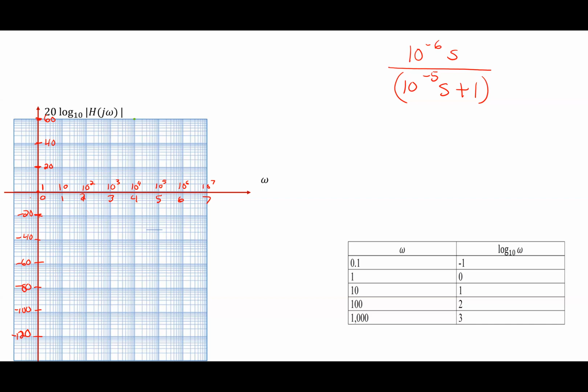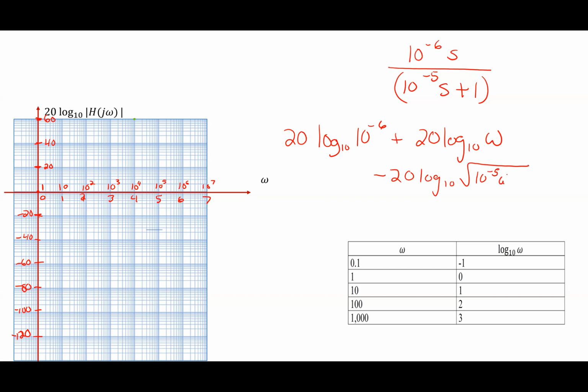How do I draw? Basically, what I'm drawing here, if I think about it, is 20 log 10 of 10 to the minus 6 plus 20 log 10 of omega. That's what's coming in from the S. Minus 20 log 10 of the square root of 10 to the minus 5th omega squared plus 1. That's really what I'm drawing, right? If I went to MATLAB and asked it to draw me the Bode plot, MATLAB would draw that exactly. Now what I do is I draw each one of those separately.